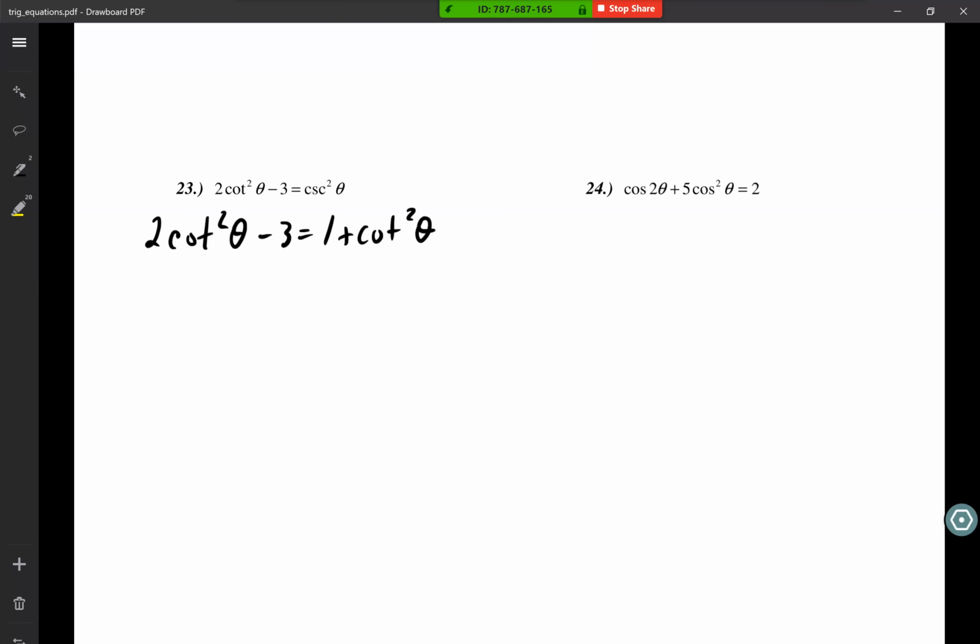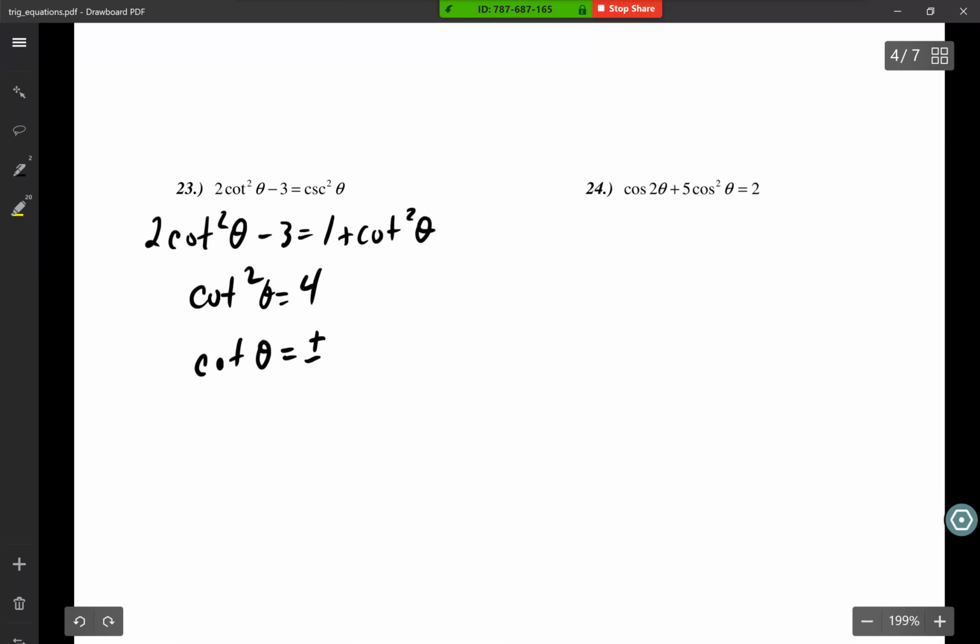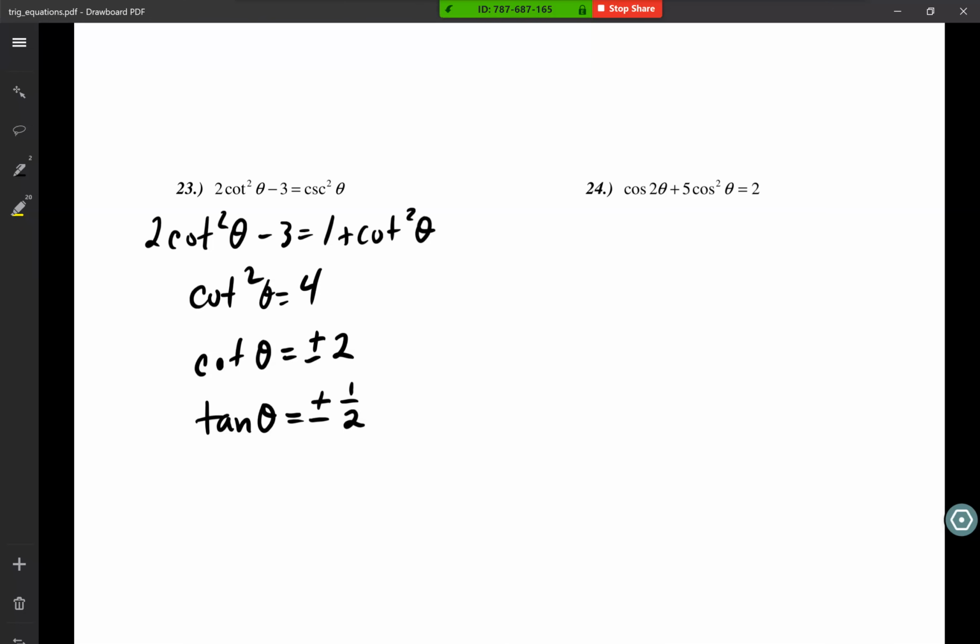This one's not too hard to isolate now because I can move this over to the other side. I get cotangent squared. If I move the 3 over, we would get 4. So we get cotangent squared of theta is equal to 4. So we get cotangent of theta is equal to plus or minus 2 when we take the square root of both sides. And in this one, I think I'm going to convert it over to tangent and get our tangent is plus or minus a half.